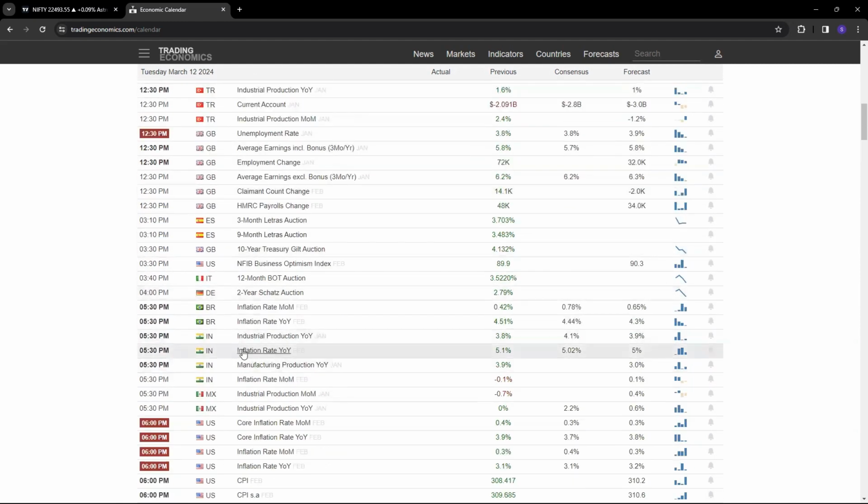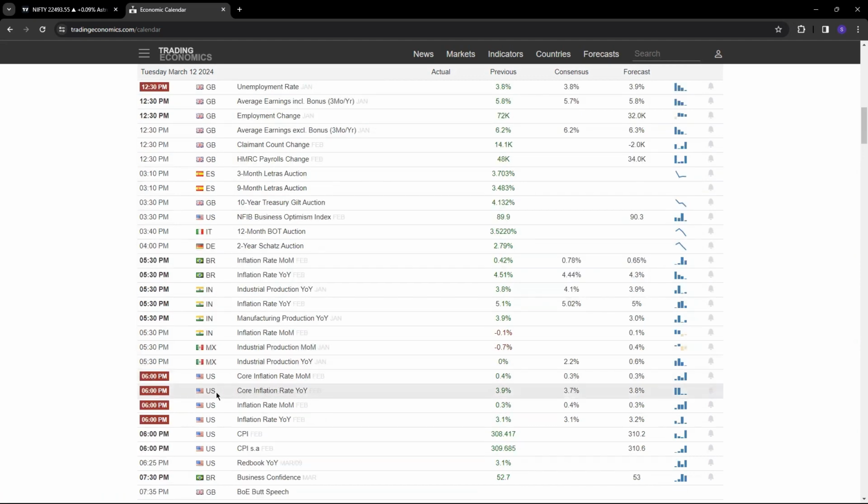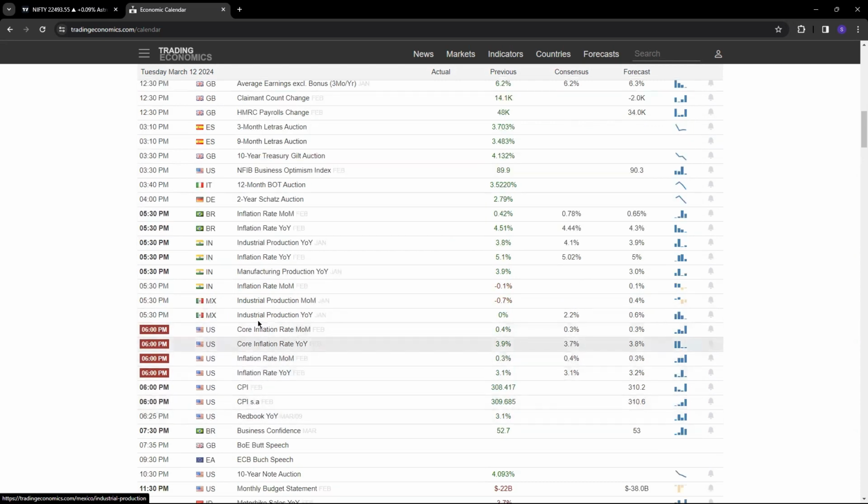Okay, on Tuesday, we have the inflation rate of India. This is important for us. Same day evening, we have core inflation data and inflation data in the US markets. So these two are high impact news events.